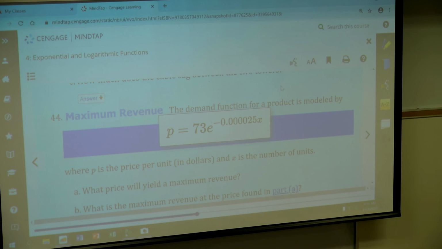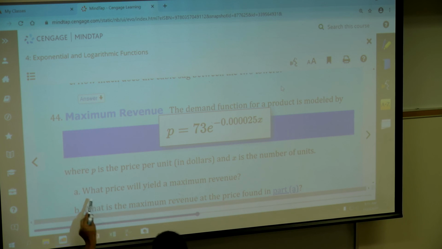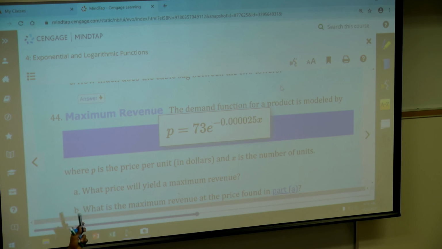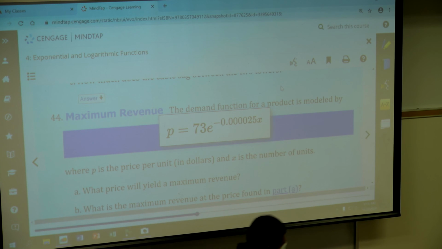So, in part A, they want to know the price that would yield a maximum revenue. I know the maximum revenue happens at this x, right? So how do I find the corresponding price? If I sold this many items, I'm going to get maximum revenue, right? So what should the price be? P of x.